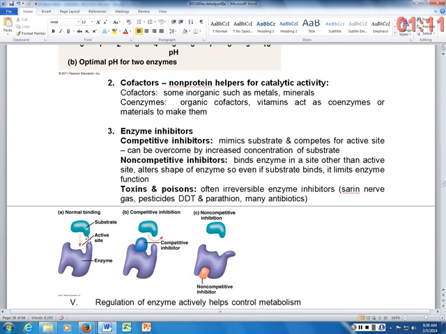So cofactors are non-protein helpers for catalytic activities. A lot of cofactors are inorganic molecules such as metals and minerals. Your coenzymes are organic cofactors, and vitamins act as coenzymes to work with the enzymes. So where a person says, okay, I feel a lot better when I take B vitamins, I have a lot more energy, the B vitamins aren't actually giving you energy, but what they are is a cofactor or a coenzyme for the enzymes that you need to break down glucose in your body.